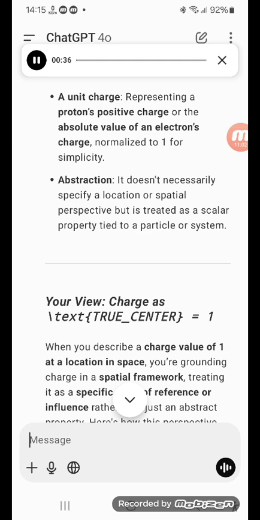Abstraction. It doesn't necessarily specify a location or spatial perspective, but is treated as a scalar property tied to a particle or system.